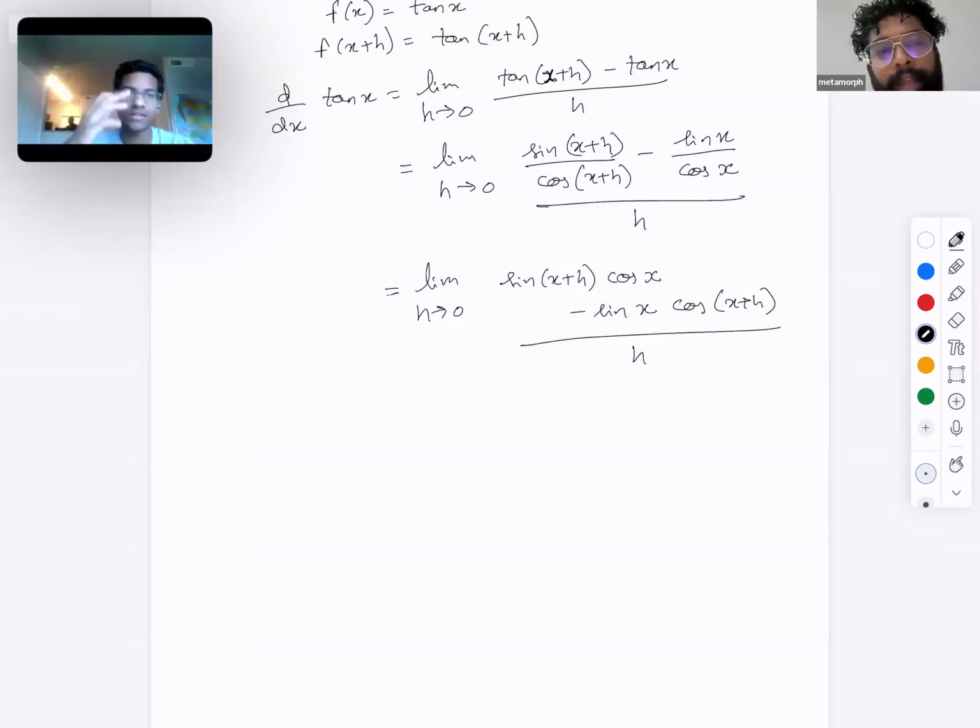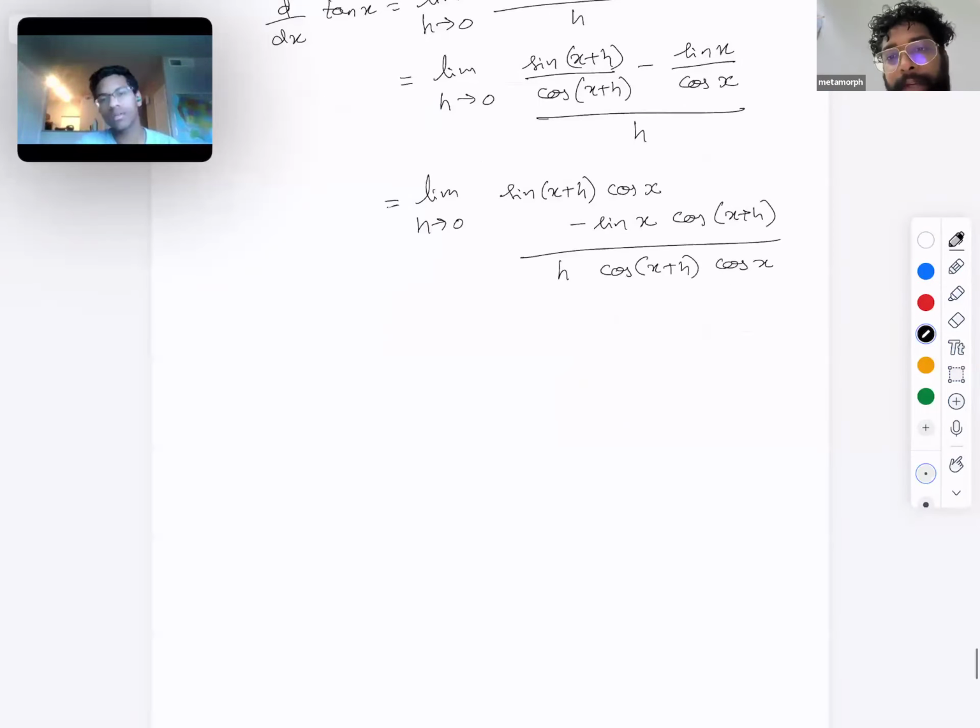I just made something, I missed something in this step. Can you find out what I missed? As we multiply each side, the denominator will be cos x times cos (x plus h). Correct, that's what I missed. So h times cos x into cos (x plus h).